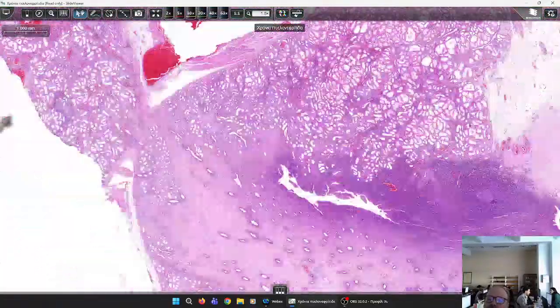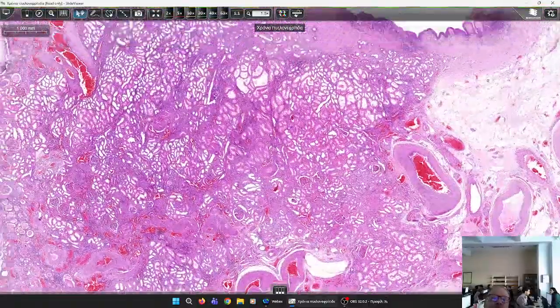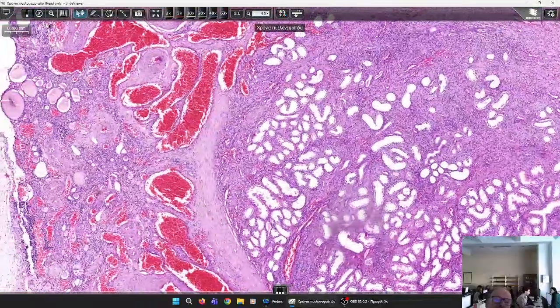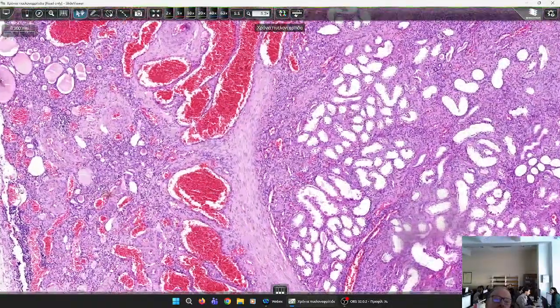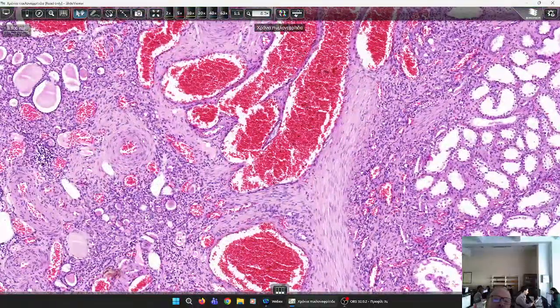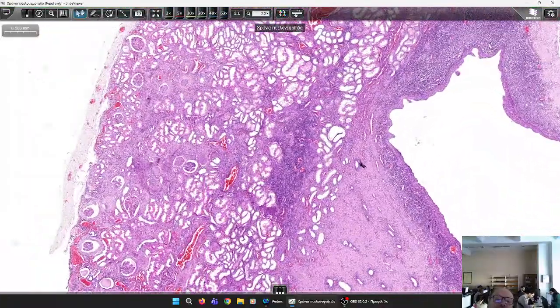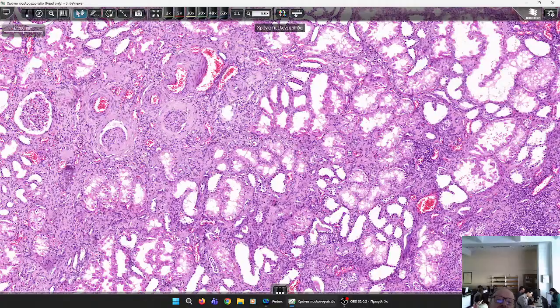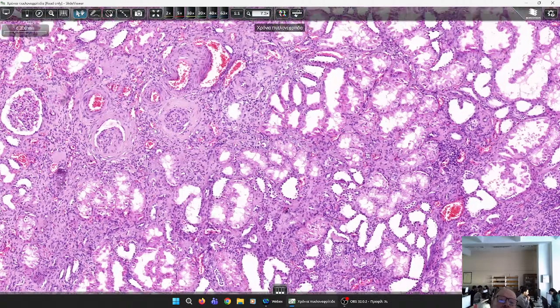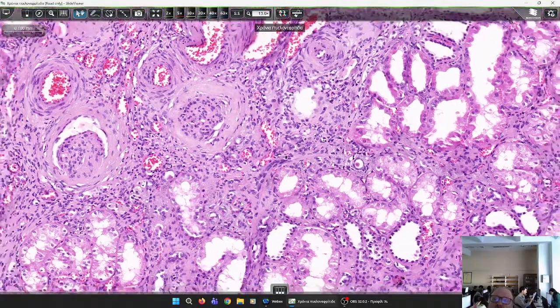Let's have a look if there are any other lesions in the slide. Again, atrophy of the tubules here, thickening in the wall of the arterioles and small arteries. And have a look at this glomerulus. This is fibrosis along Bowman's capsule. You see that the Bowman capsule has become thickened and fibrosed.